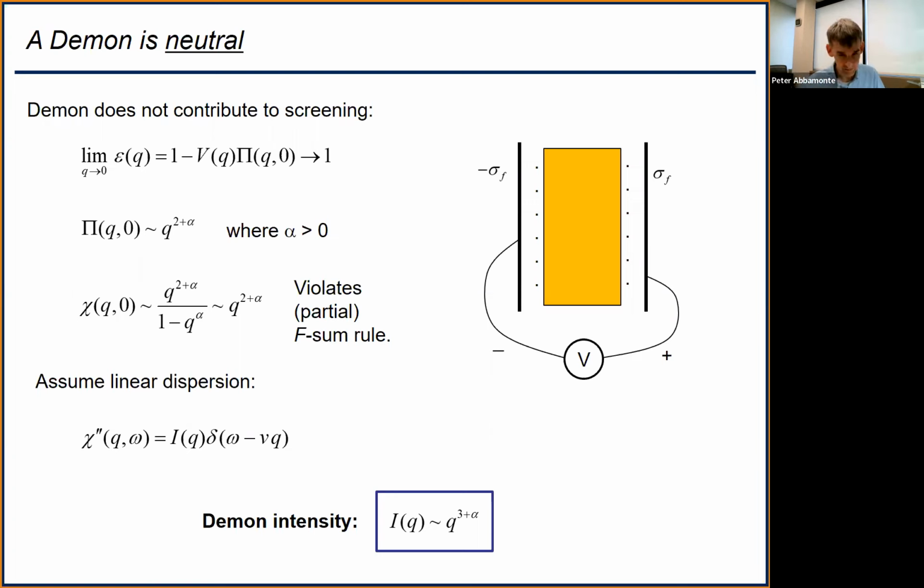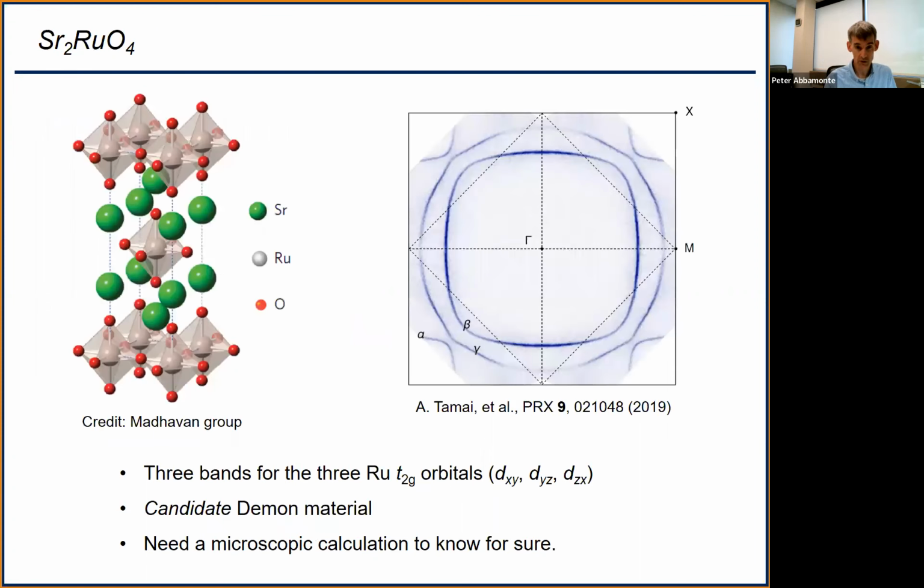Okay, anyway, so if you were to measure such a thing, you would really want to measure two attributes of it. The first would be its dispersion to see if it's gapless. And then you'd like to measure its integrated intensity as a function of Q to see if it satisfies the F sum rule. That's the true test to see if the thing is actually neutral. Okay, everybody with me so far? Yeah. Okay, so let's talk about strontium ruthenate.